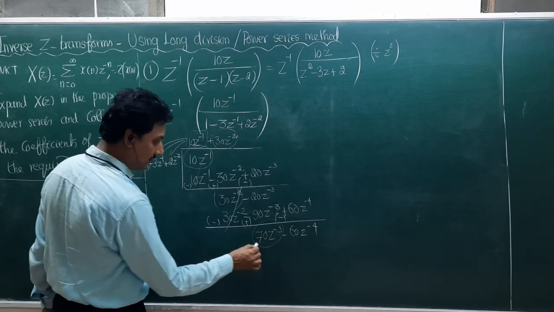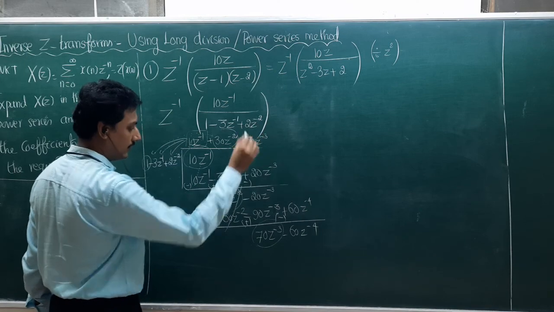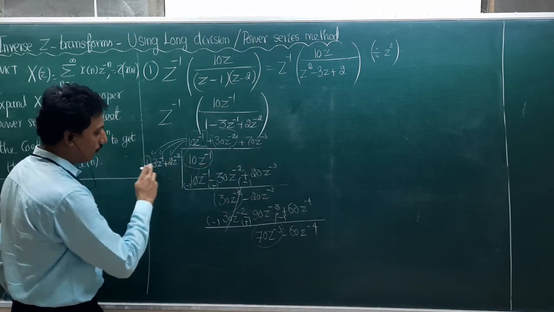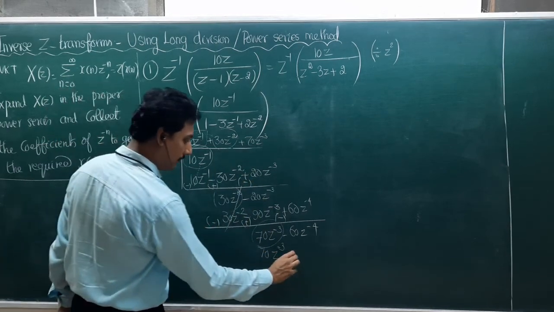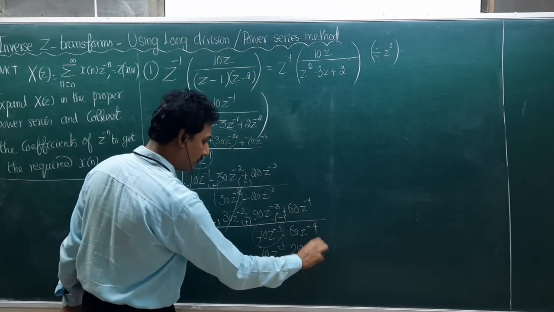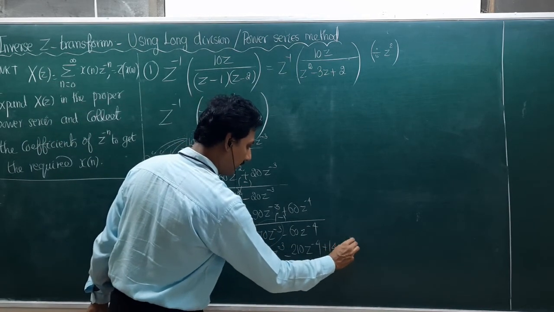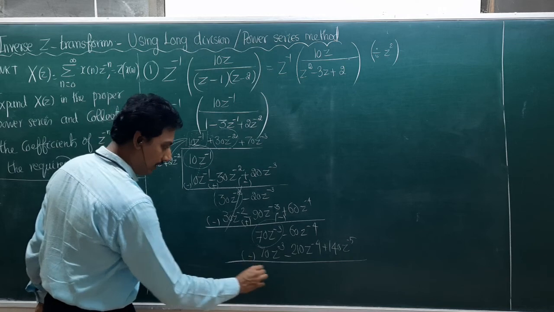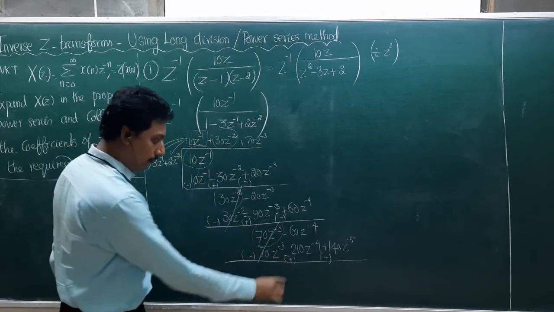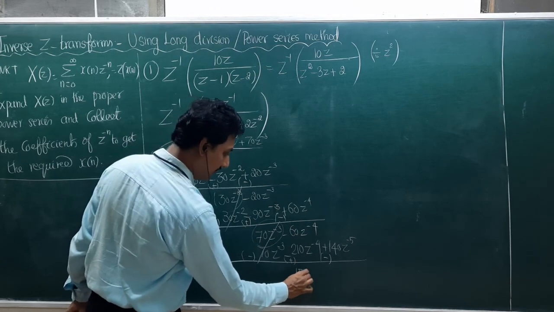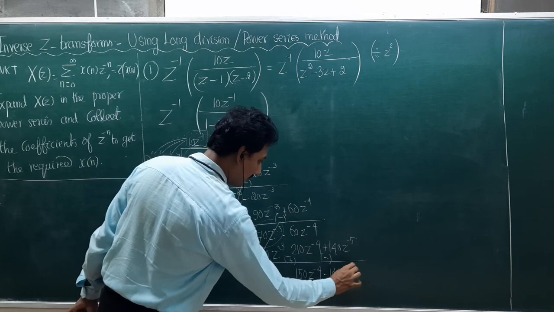So 70 z power minus 3. 70 by 1 is 70, so plus 70 z power minus 3. Multiply the 70 z power minus 3 into 1, we get 70 z power minus 3. 70 into minus 3 is minus 210 z power minus 4. 70 into plus 2 is plus 140 z power minus 5, etc. Now change the sign. Minus, this becomes plus, this becomes minus. Now 70 is cancelled. Plus 210 minus 60 is 150 z power minus 4. That is minus 140 z power minus 5.